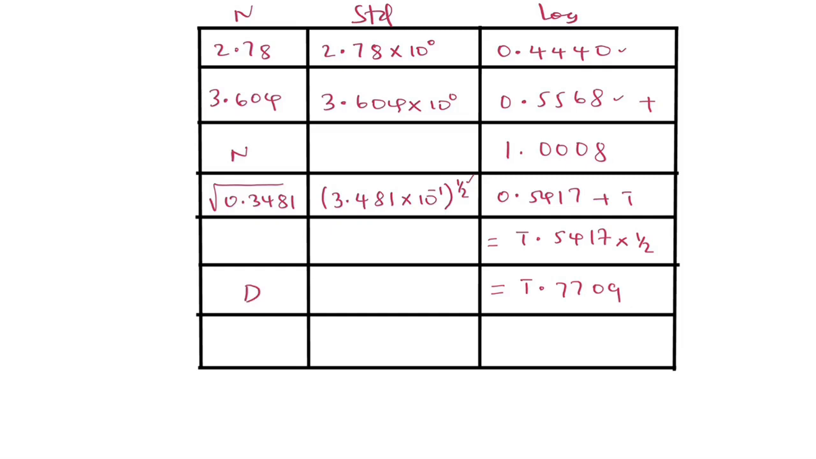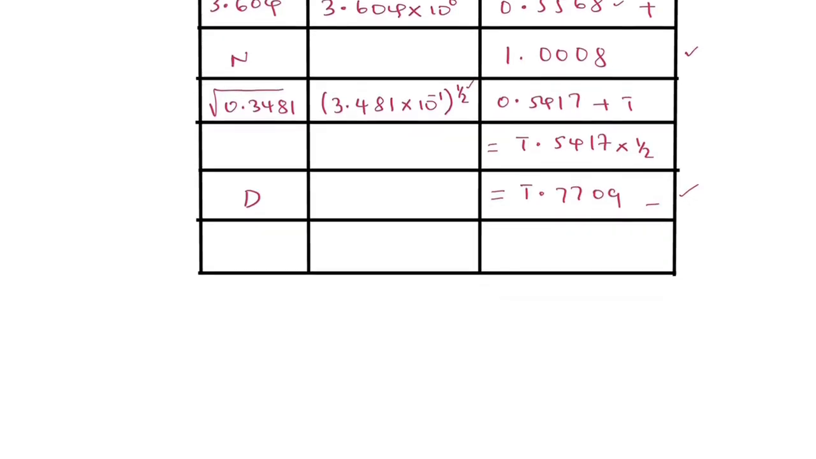Okay, so next we are going to use the quotient law. Here we are going to subtract 1.7709 from this one, 1.0008. Then subtracting them, we are getting 1.2299. Okay, so next we are going to read the antilog of this value from the antilog table.